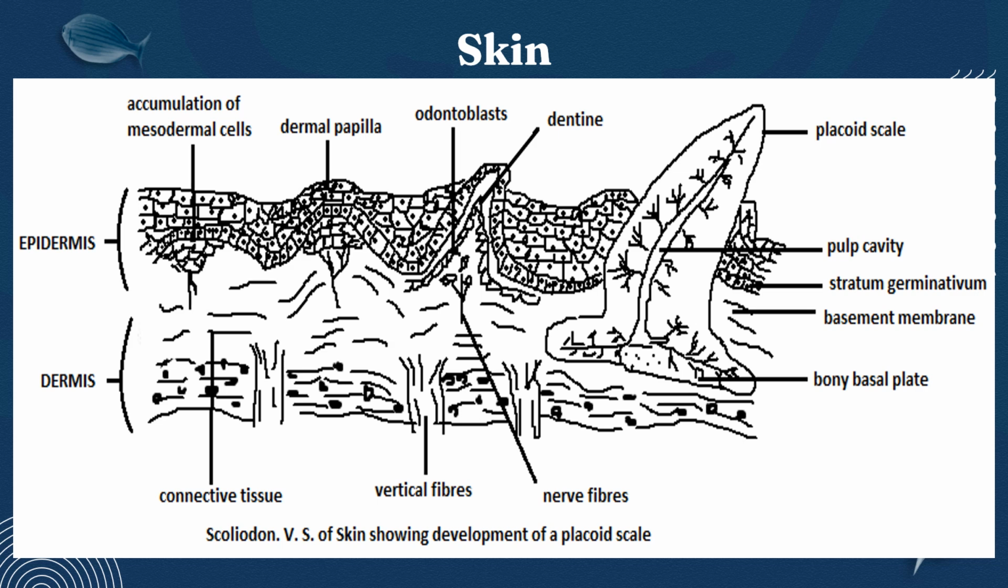The roughness of the skin is due to the presence of closely lying minute dermal denticles called placoid scales, which are arranged in regular oblique rows and form the exoskeleton of the shark, covering the entire surface of the body and even parts of the fins. The innermost layer of cells rests on a basement membrane and is called the stratum germinativum.